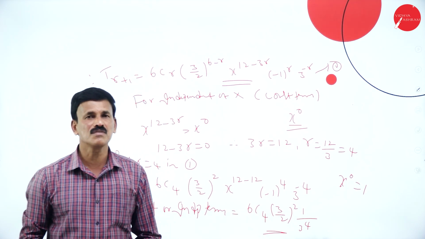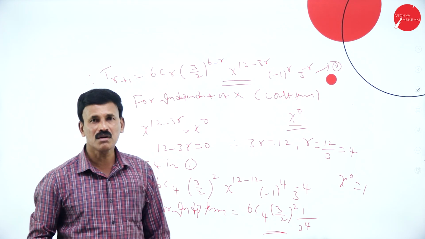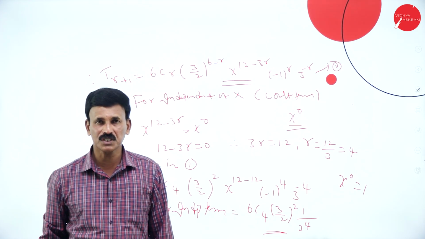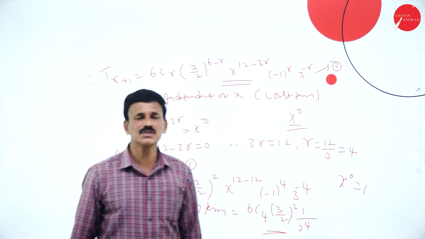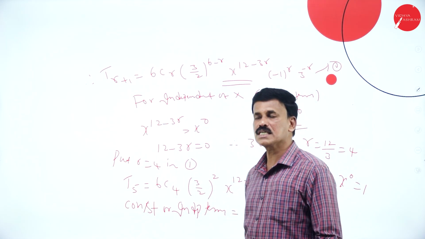That's it. This is how we are going to find the solution for this given problem, that is the constant or independent term. Right. So hope you followed this. This is how we are going to use the binomial theorem to solve this type of problem.